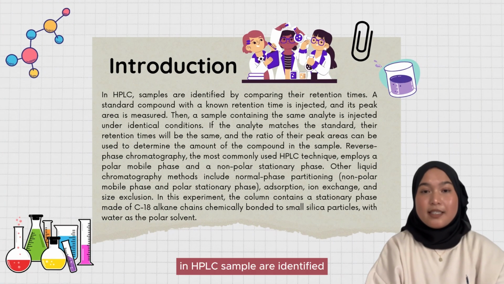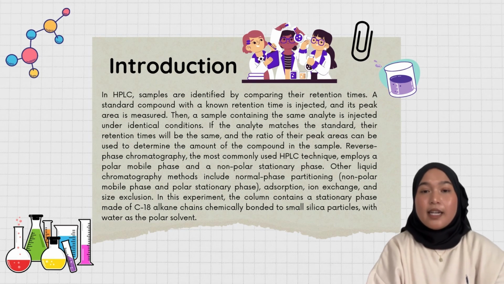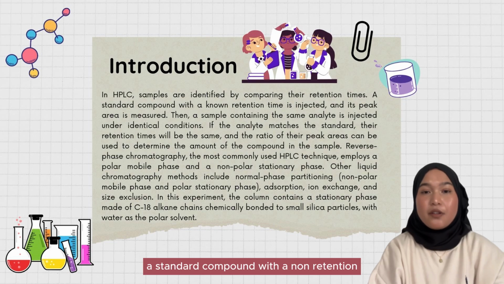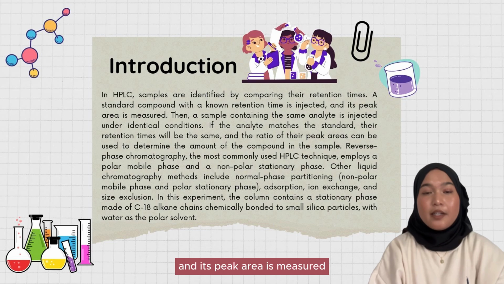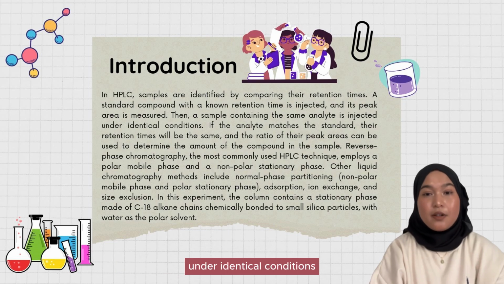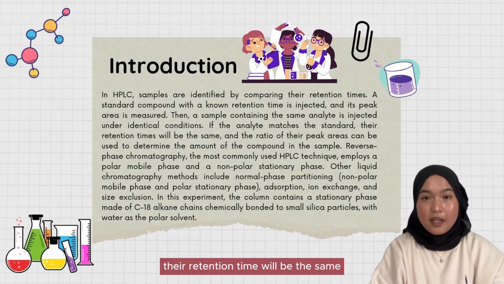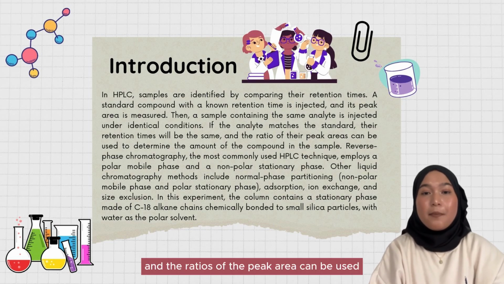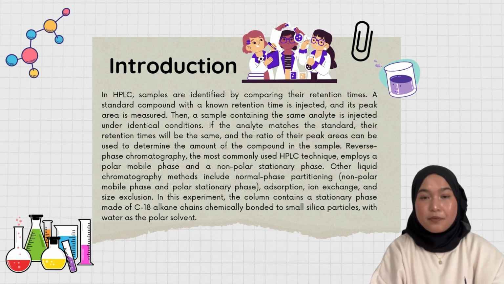In HPLC, samples are identified by comparing their retention time. A standard compound with a known retention time is injected, and its peak area is measured. Then a sample containing the same analyte is injected under identical conditions. If the analyte matches the standard, their retention time will be the same, and the ratios of their peak areas can be used to determine the amount of the compound in the sample.